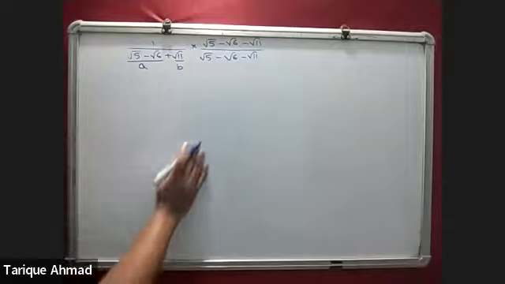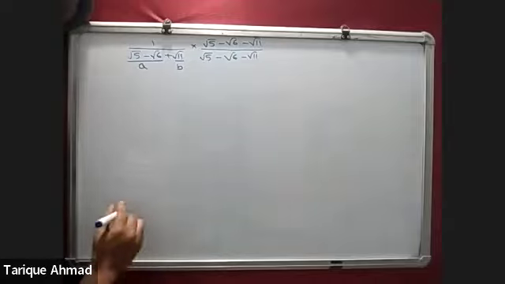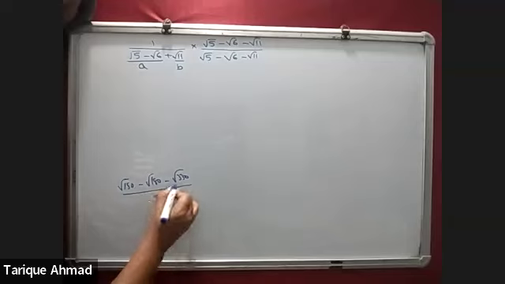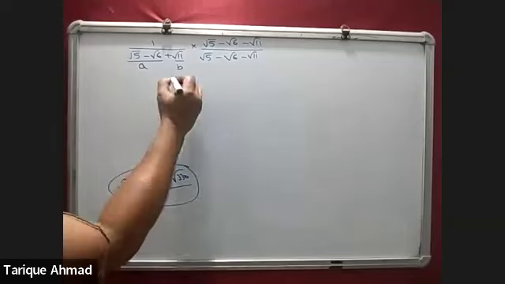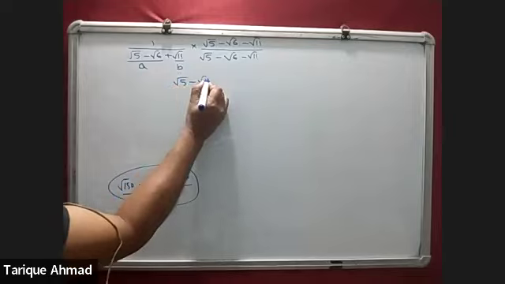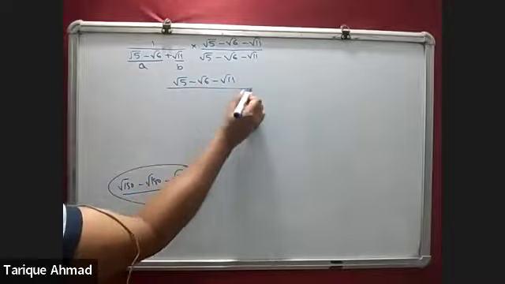Sir, I got an answer. Okay, what are you getting? I didn't simplify it more, but I was able to get it to root 150 minus root 180 minus root 330 by 5. By 5. Yes. Okay, let me check. So this is root 5 minus root 6 minus root 11.